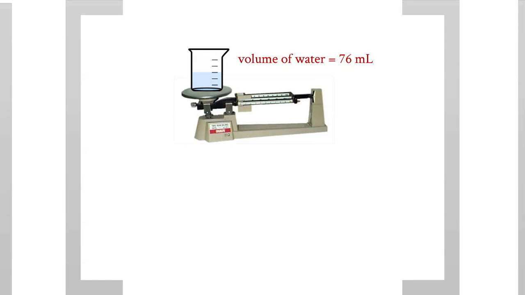Let's look at a different example. Now this beaker of water has a volume of 76 milliliters. That's the volume. That's how much space it takes up in the beaker. Let's put it on the triple beam balance, and we see that the mass of that water is also 76 grams. Now let's calculate the density. As we recall, density equals mass divided by volume equals 76 grams divided by 76 milliliters equals 1 gram per milliliter. And we can see that it has the same density as the other jar of water that we looked at.